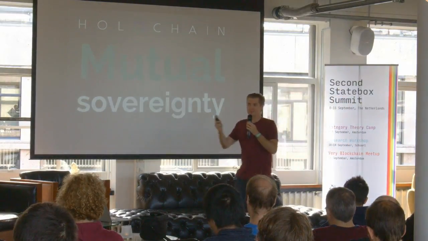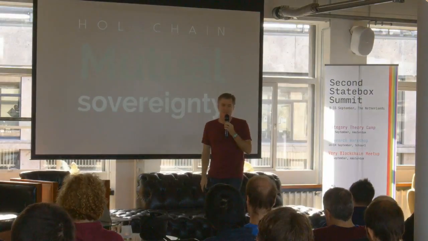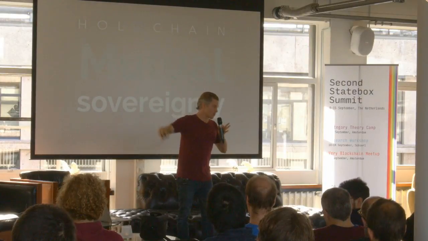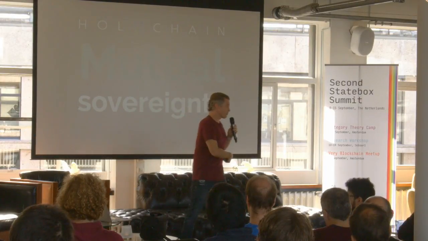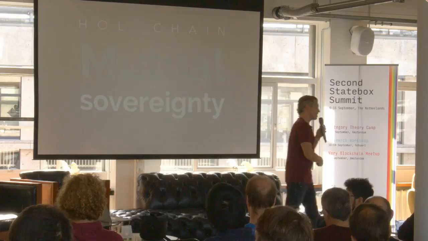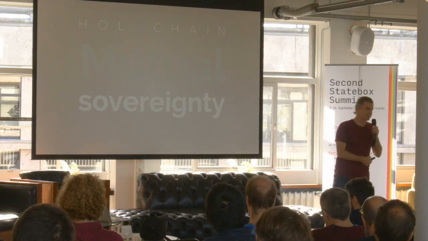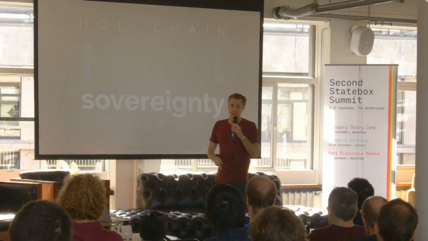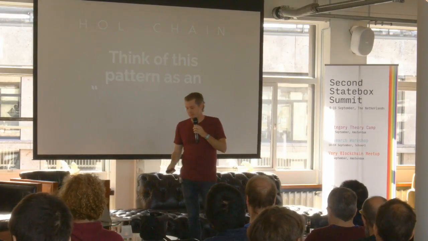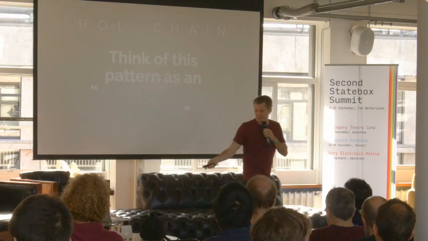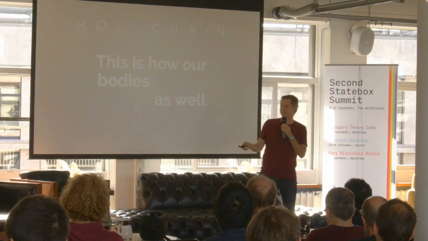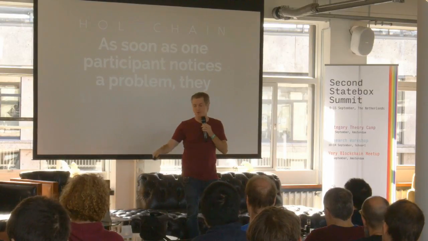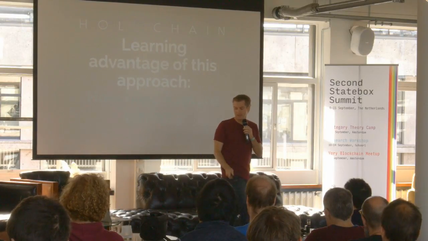All of the biological systems that we see out there are basically mutually sovereign systems. If the dance, the larger dance that's being done, doesn't work for that one cell, it goes away. And if it's not able to persist and the organism is dependent on that, this whole thing breaks down. So again, like I said before, we think of this pattern as an immune system response. It's how our bodies handle threats as well. As soon as one participant notices a problem, they move into action and they notify others.